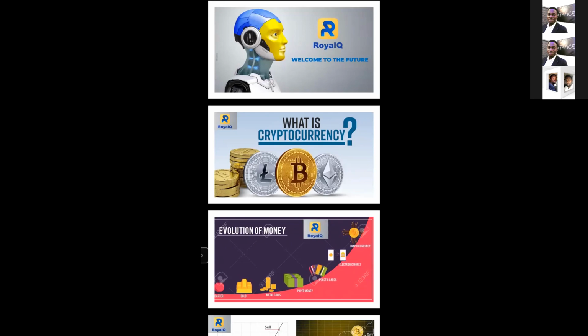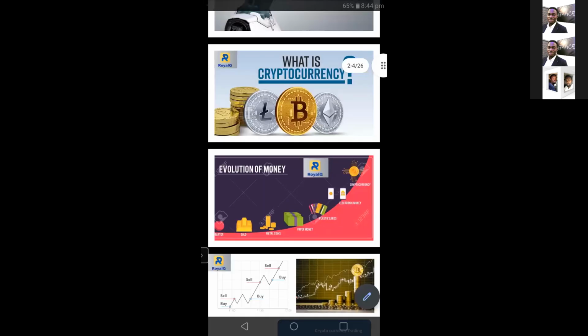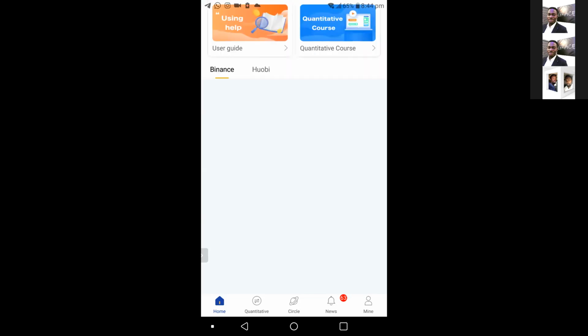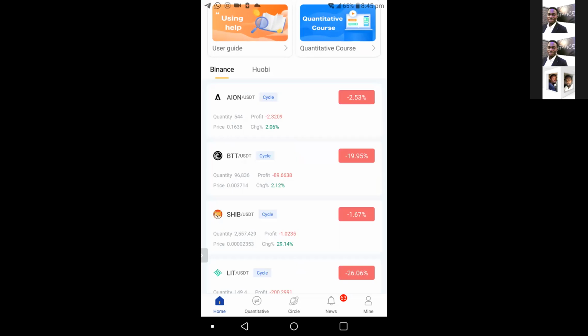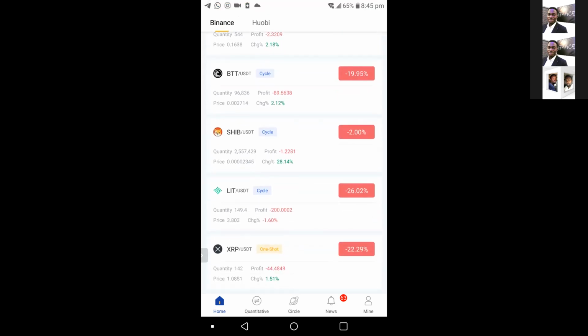Okay, so what I mean by that is, let me just go back there. Cycle trade and one shot are two different strategies. One shot says you enter a trade, you take your profit, and you close the trade. That's the instruction I'm giving to the bot: enter a trade, close the trade, and stop. Don't continue. For example, see this XRP. It was a one shot trade. You can see it's only one trade right here.